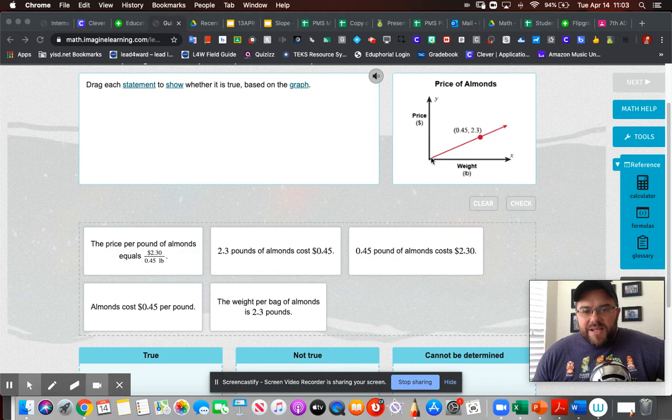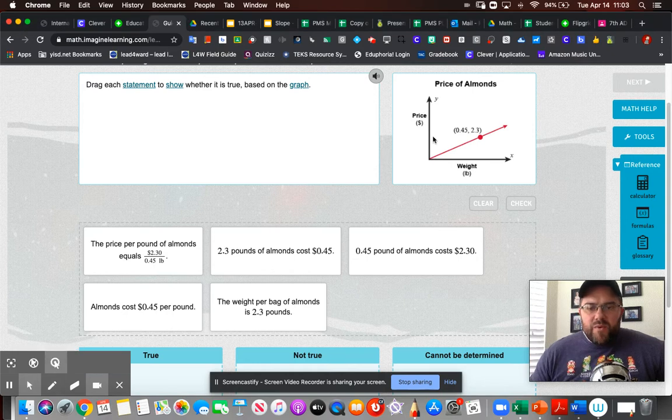And we can see that this line is going up. As I travel along this line, I'm going up, up, up. So that means that as the weight is increasing, the price is increasing as well. That makes sense. The more pounds of almonds I want to buy, the more money I should expect to pay. Okay, and we're given this point right here. And always remember that our points are listed as, let me change the color here, this being the x coordinate and this being the y coordinate.